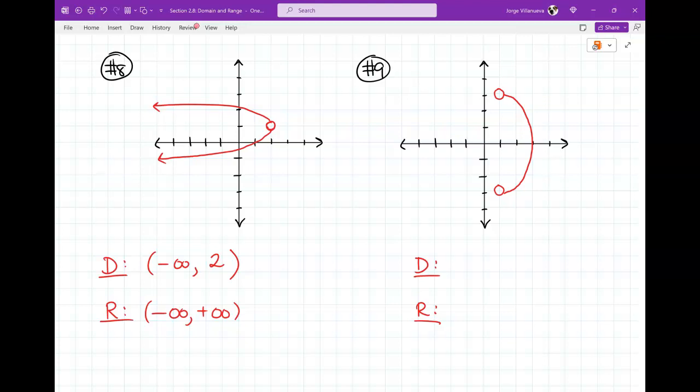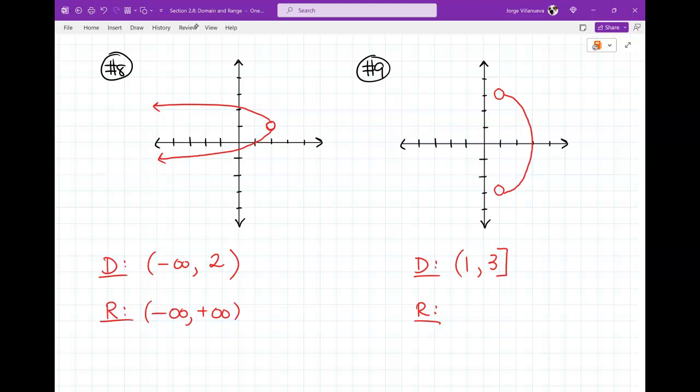All right, domain for number 9. How far left? Positive 1. Does it include it? No, both points at positive 1 are empty circles. And how far right? Positive 3. Does it include it? Yeah, it does. There's no empty gap right there. So it does include it. So there you go, 1 through 3.